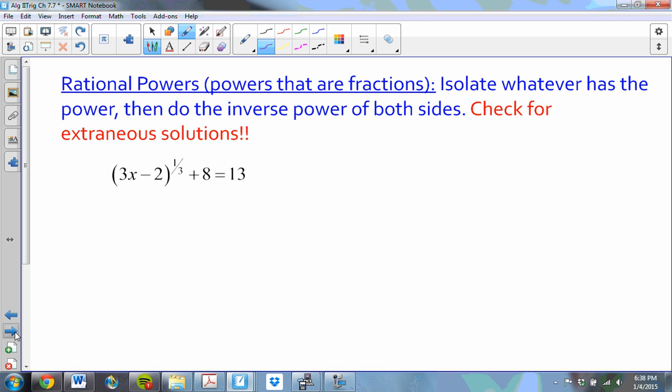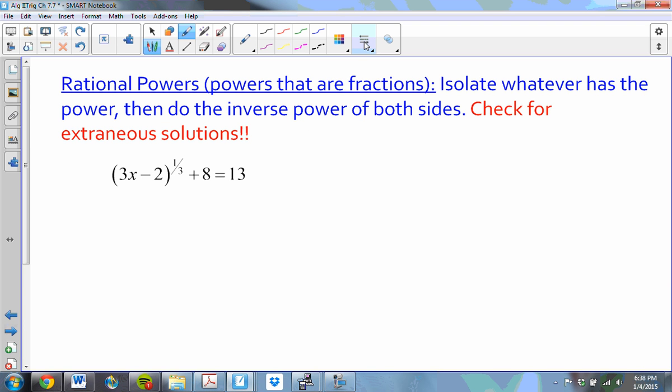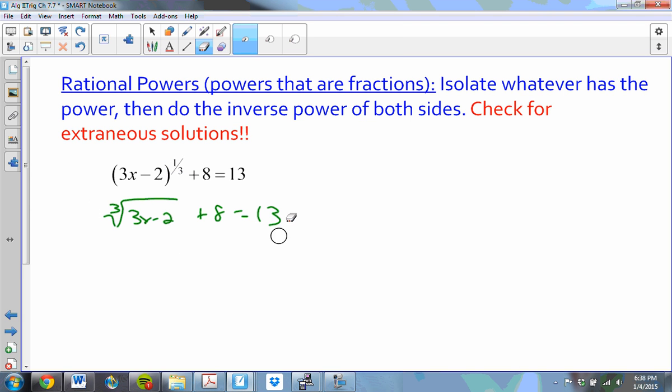Here's the last one that we'll do. It should be kind of simple compared to the last one. Instead of having radicals, sometimes you have powers. This to the 1/3 power is the same as a third root. So you have 3x minus 2, to the 1/3 power, plus 8 equals 13.